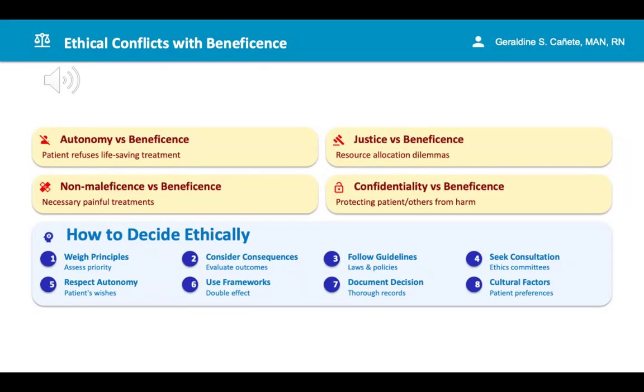Now, I want you to think of a time when you experienced a conflict between two ethical principles. What were the principles involved? What made the situation so challenging? How did you resolve the conflict? What did you learn from the experience?